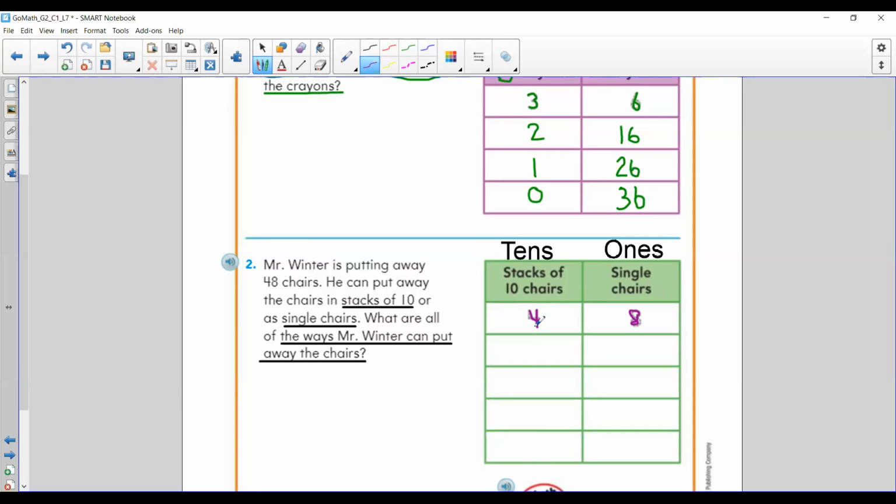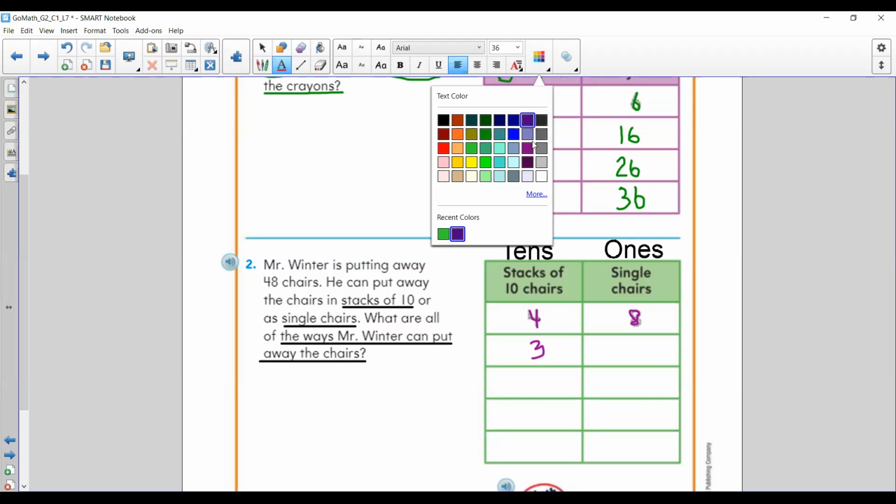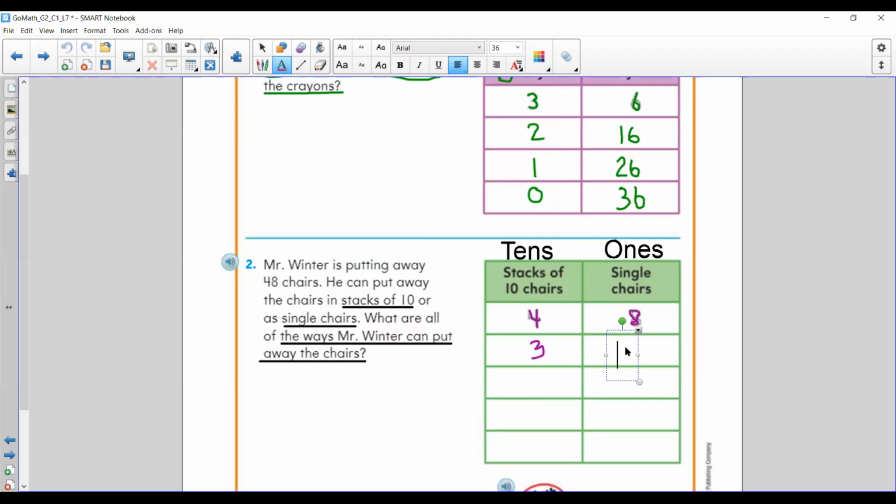Now remember, we're going to take a 10 away. So if we take a 10 away from 4, we have 3. And if we add that 10, we add the 10 to the singles. How many will that be? 18. Okay, then remember, we are taking 1 10 away every time, so it is decreasing. Decrease means get less.